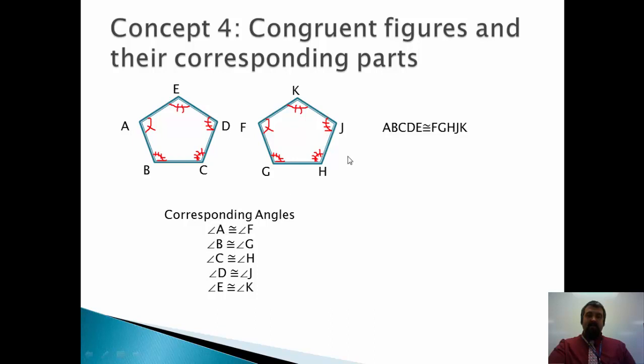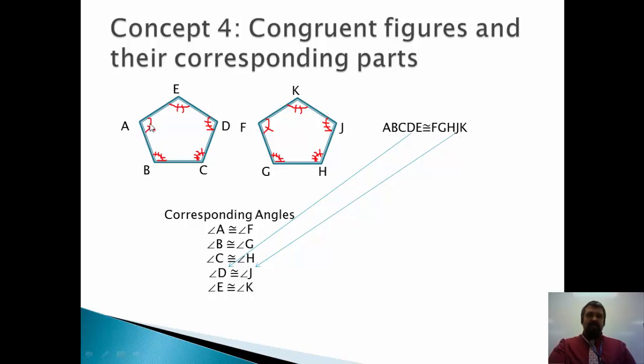Angle A and angle F are both the first letter, so they have to be congruent. Angle B and angle G are the second letter, so they have to be congruent. Just to give you an example, this is where I got these two. Angle D and angle J are congruent because they're the fourth letter in my congruent statement.